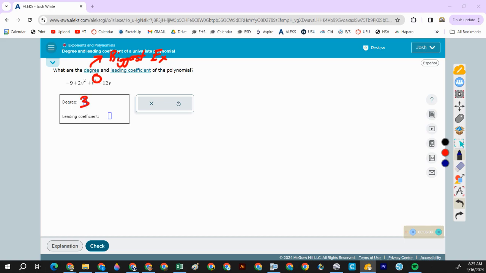And the leading coefficient is the number in front of the variable with the biggest exponent. So we find the biggest exponent there, and we want to know what is the coefficient of that term, what's the number in front, and in this case it's just a 1.